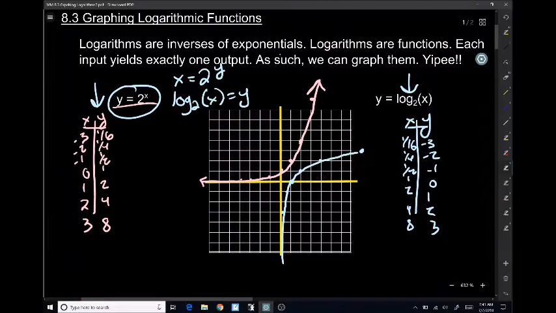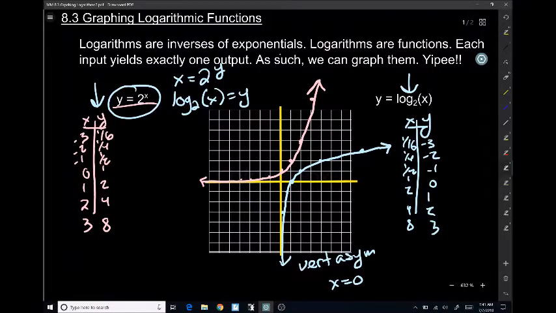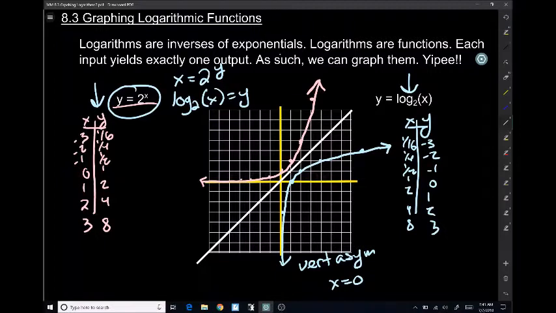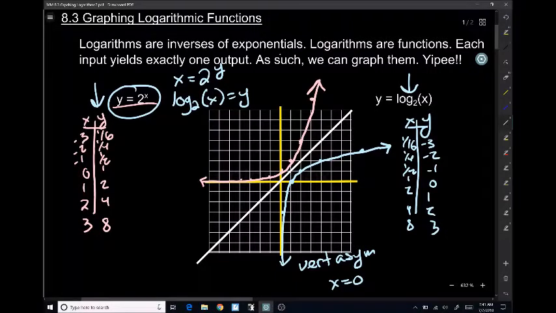This is the logarithmic function. This has a vertical asymptote at the line x equals 0, as opposed to a horizontal asymptote at the line y equals 0. And of course, it's a reflection over the line y equals x, because inverses are those reflections. So this blue curve here is how all of these logarithmic graphs are going to look in some form.